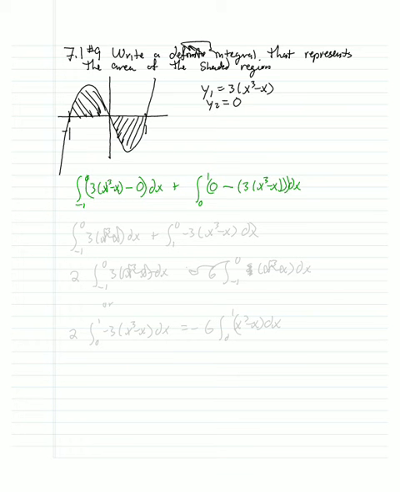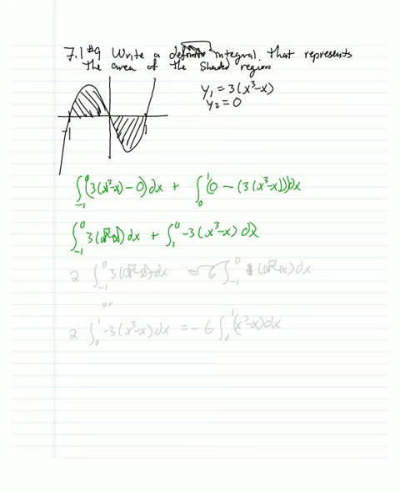Okay, so what do we really have? We have the integral from -1 to 0 of 3 times x cubed minus x dx. And then we have the integral from 1 to 0 of -3 times x cubed minus x dx.